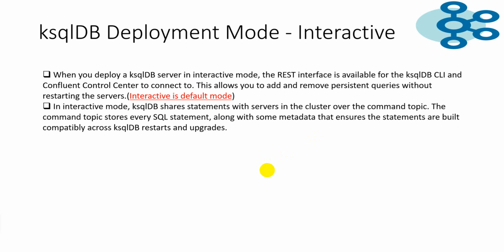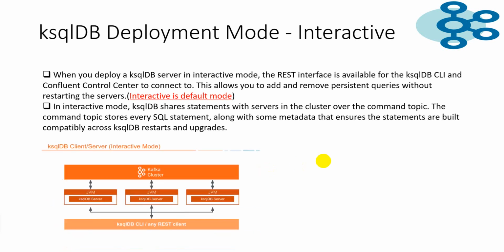In interactive model, ksqlDB shares statements with the servers in the cluster over the command topic. The command topic stores every SQL statement along with some metadata, which ensures that the statements are built compatibly across ksqlDB restarts and upgrades. As you can see, this figure shows the interactive model. The client can use the REST API to connect to the ksqlDB server and then submit the query statements.